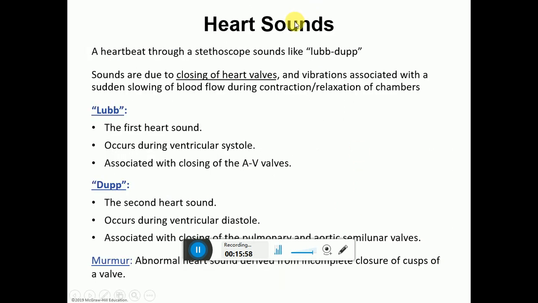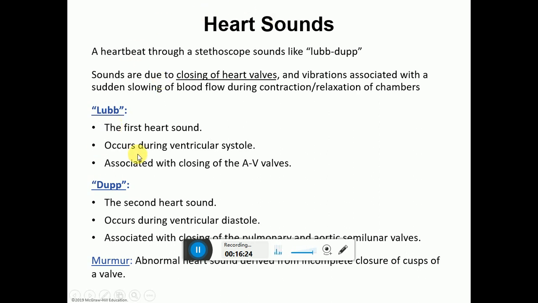Now the heart sounds, we hear those using a stethoscope, and it sounds like a lub-dub sound. Those are the sounds of the closing of the heart valves. Okay, so when the heart valves shut, that's the sound you're hearing. You do not hear the sound of valves as they open, unless they're squeaking or malfunctioning. But normal sounds that we hear are due to the closure of your heart valves.